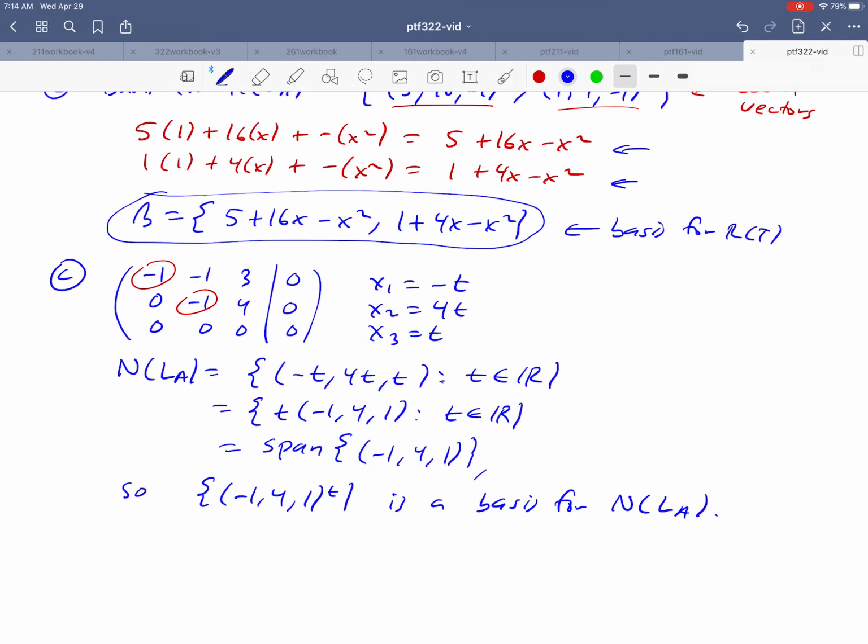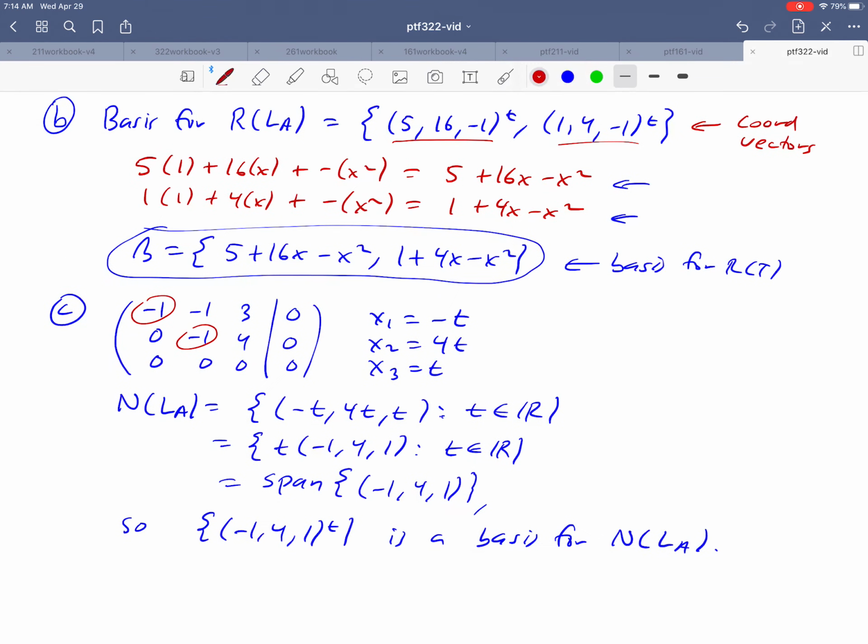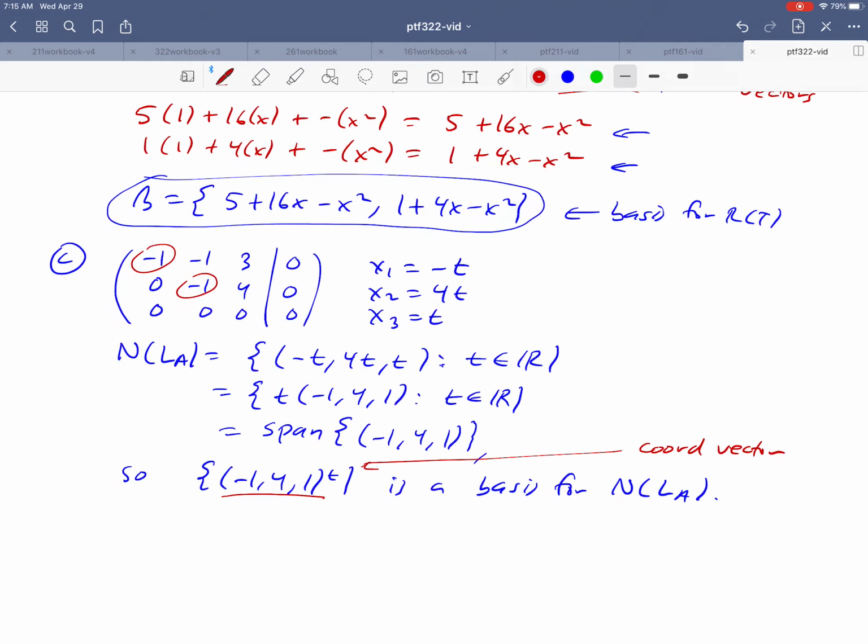Okay, but we want a basis for the null space of T. How do we translate this basis for the null space of L of A into a basis for the null space of T? Well, again, the key is to think about coordinates. Okay, we're thinking of this negative 1, 4, 1 as being a coordinate vector relative to whatever basis we chose for the domain. But again, the standard basis, that's the basis that we chose for both the domain and the codomain. So we're going to turn that into a polynomial by just interpreting the negative 1, 4, and 1 as being coefficients, okay, on our three basis vectors.